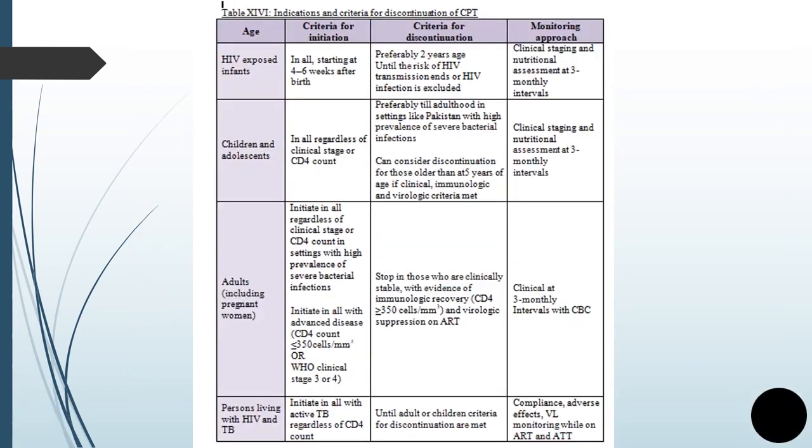In HIV exposed infants, the discontinuation of cotrimoxazole should be done preferably at 2 years of age, when the risk of HIV transmission ends or HIV infection is excluded definitively. Monitoring is recommended through clinical staging and nutritional assessment at 3 monthly intervals. In children and adolescents, this should preferably be continued till adulthood in settings like Pakistan.